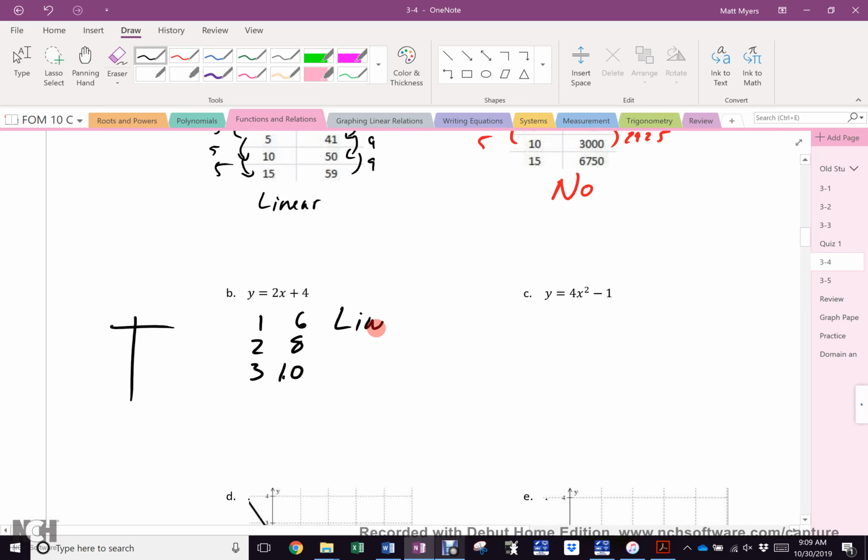So that's linear. What about this one? Same thing, right? Let's use 1, 2, 3. When X is 1, what's Y? 3. When X is 2, what's Y? 15. Right. When X is 3, what's Y? 35. You sure? Yeah, it is. Is that linear? No. So real quick and easy.